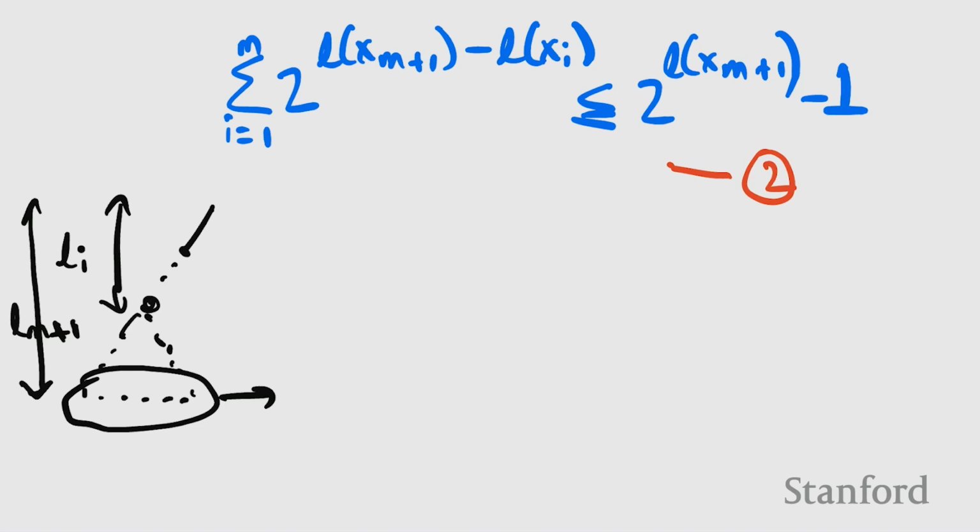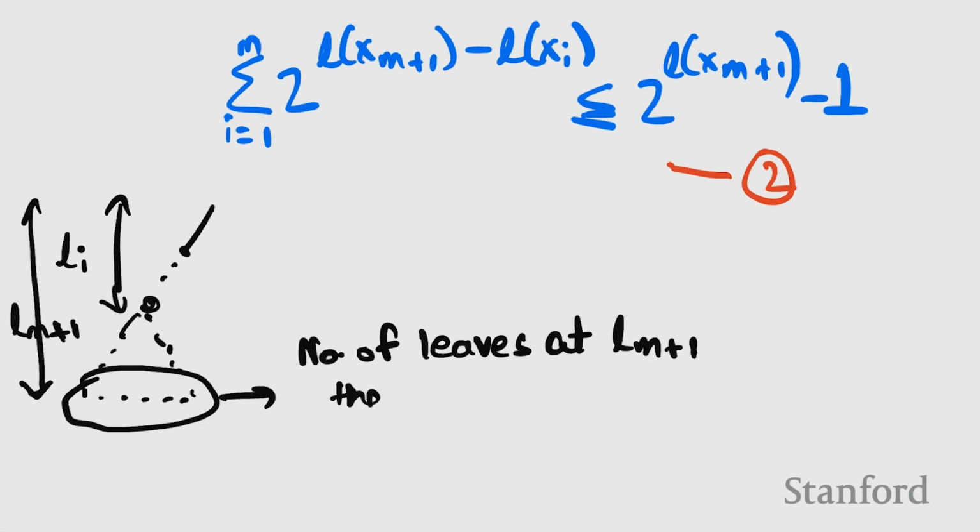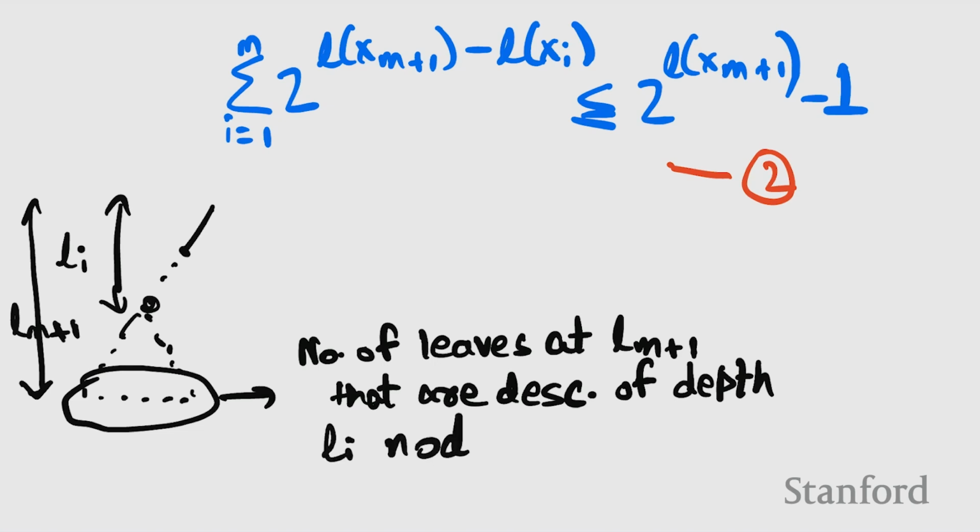Yes, so let me write that down. Number of leaves at Lm plus 1 that are descendants of a depth Li node are 2 to the Lm plus 1 minus Li. Okay.